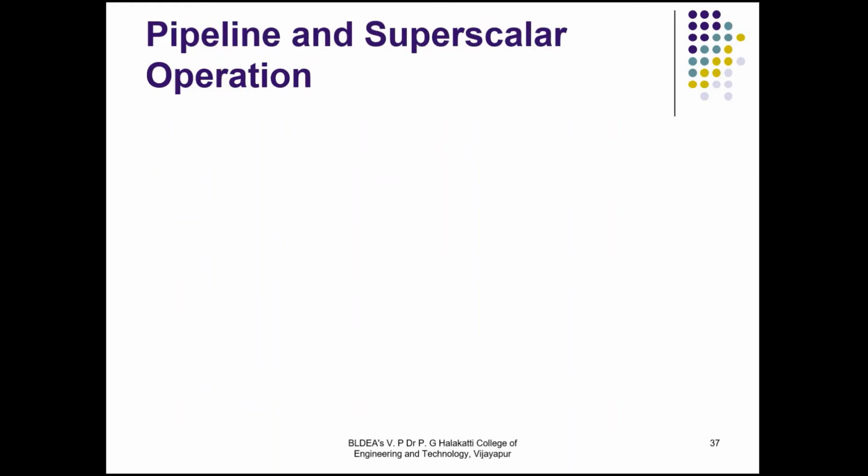Now let's see what pipelining and superscalar operation are. Normally the computer executes the instructions sequentially, one by one. An improvement in performance can be achieved by overlapping the execution of successive instructions using a technique called pipelining. Pipelining basically increases the throughput of the system. The throughput is defined as the number of tasks completed per unit time.